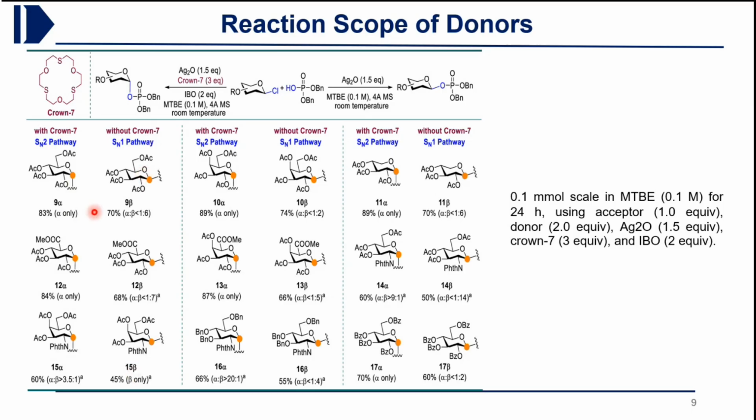So with crown 7 they are getting the SN2 pathway. Without crown 7 they are getting the SN1 pathway. Here alpha glycosyl chloride they have used, with phosphate acceptor. One side they have given silver oxide, MTBE, 4 Angstrom molecular sieves, room temperature. Another side they have mentioned silver oxide, crown 7 ether, IBO. So these two conditions they have changed.